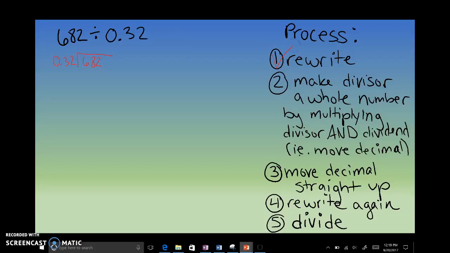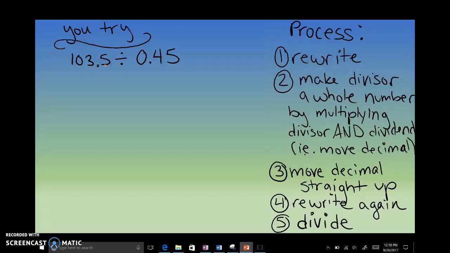Next, we need to make our divisor into a whole number by multiplying both the divisor and the dividend. In other words, we're going to be moving the decimal point. So, for the divisor, we have to move it 1, 2. So we need to be fair. When we're doing our division, we need to make sure we're fair to both the divisor and the dividend.